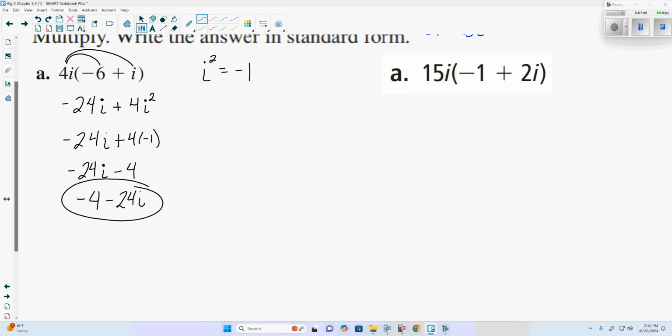As for the next one, we're just going to distribute the 15i. The first thing we can do is multiply 15i by negative 1, which gives negative 15i. 15i times 2i is going to be positive. 15 times 2 is 30, and i times i is i squared.